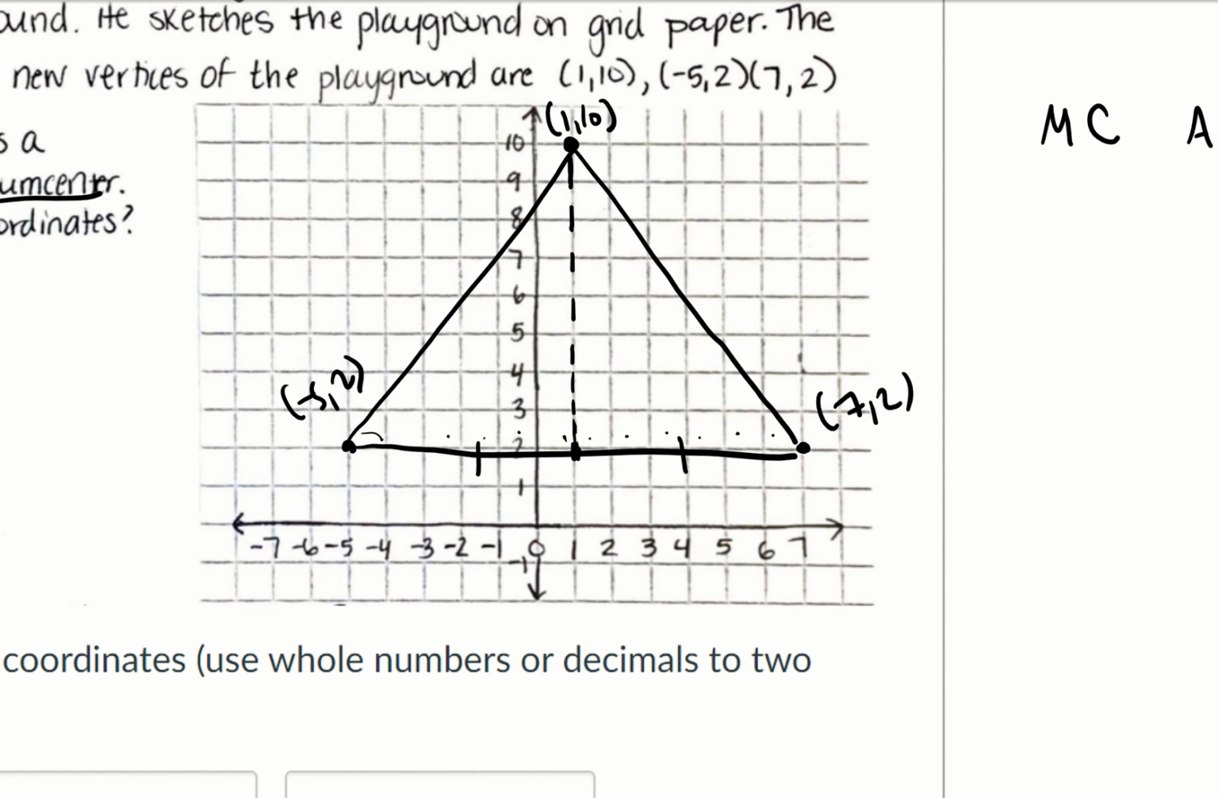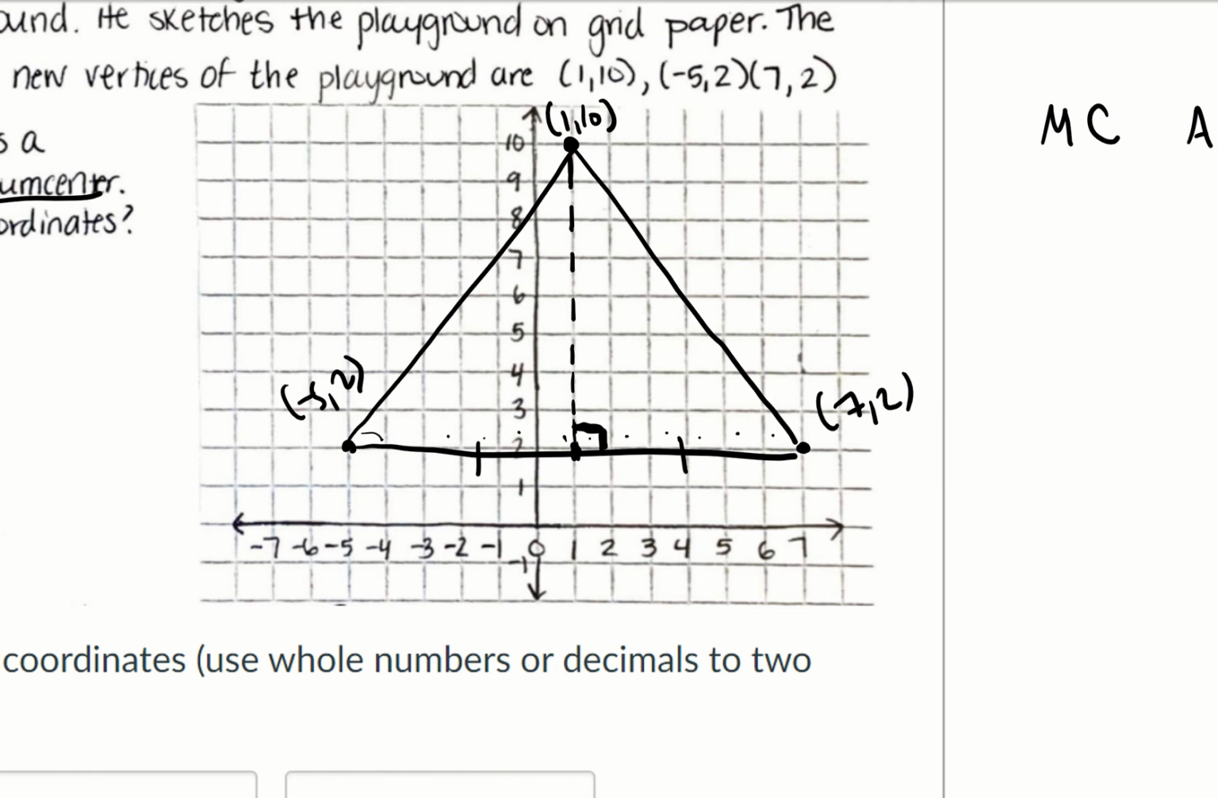And again, if you wanted to figure out the halfway point between any two points, you simply have to average the x and the y coordinates. So in any case, we have this right angle here. And so this right here is my perpendicular bisector.